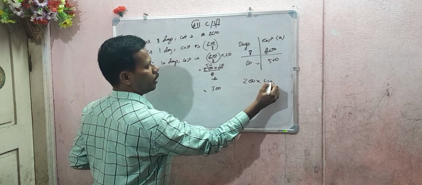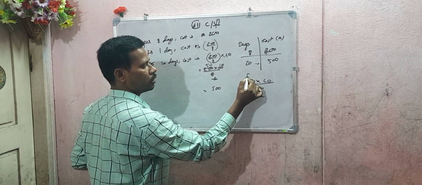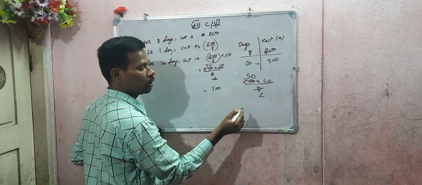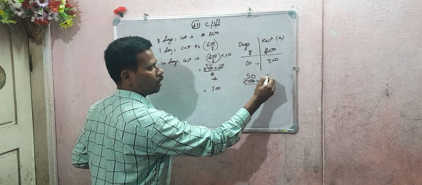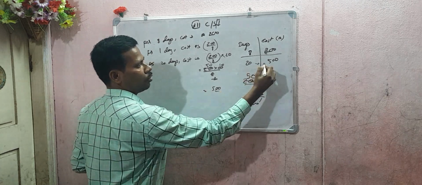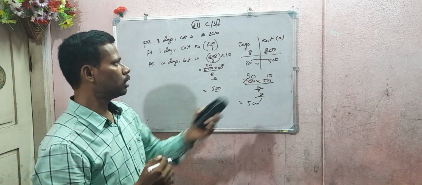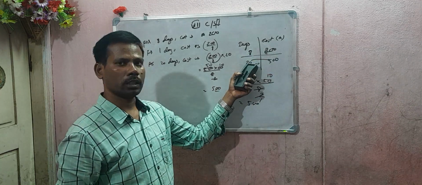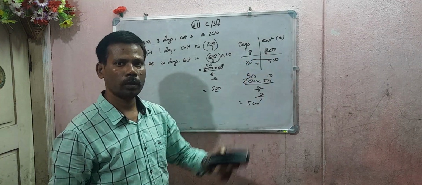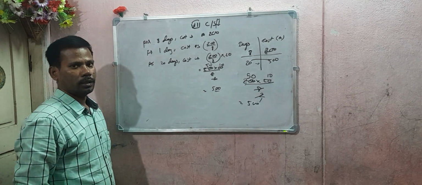200 into 20 by 8. 4 2s are 8, 4 5s are 20. 0, 2 1s are 2, 2 10s are 20. 10 into 5 is 500. So for 20 days he will pay 500. Now see here, 8 days 200. 20 days, days are increasing, so cost will be increased. That's it.